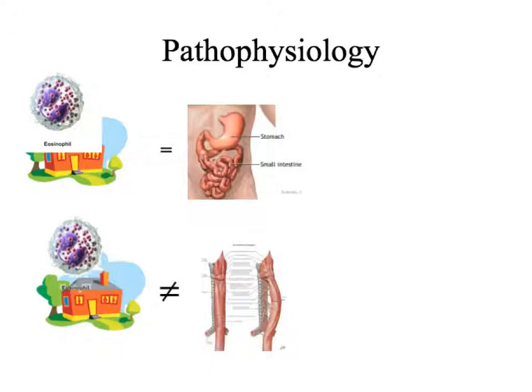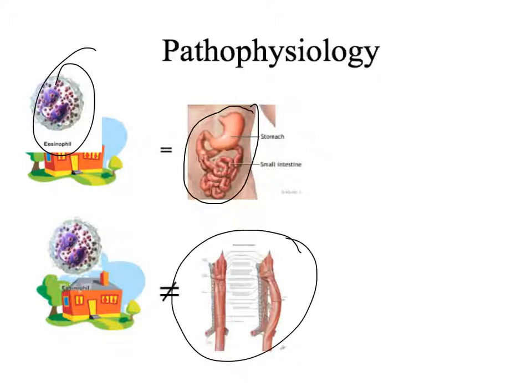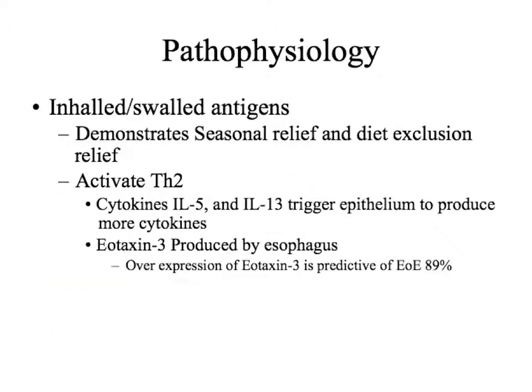As we dive into the pathophysiology, the first thing you want to know is that eosinophils don't have a regular home in the esophagus. They are regularly found, and they reside in the stomach and all of the intestines, but they do not reside in the esophagus. And as we move on, the pictures are going to go away, and the rest of it's just pretty wordy, so bear with me.